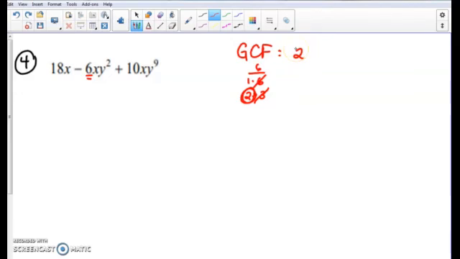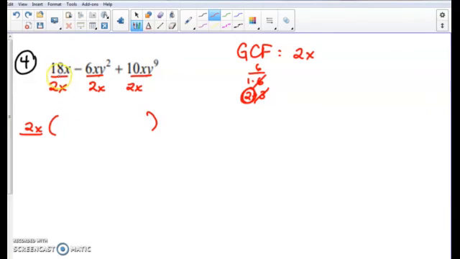Now we check our variables. So this guy has an x, this guy has an x, and this guy has an x. So we can take out an x. Now this one has a y to the 9th, this one has a y squared, but this one doesn't have a y. So we cannot take out a y. Okay, so now we put our terms all being divided by 2x, 2x, 2x, and we put our GCF on the outside, 2x, and our parentheses, and we're good to divide.